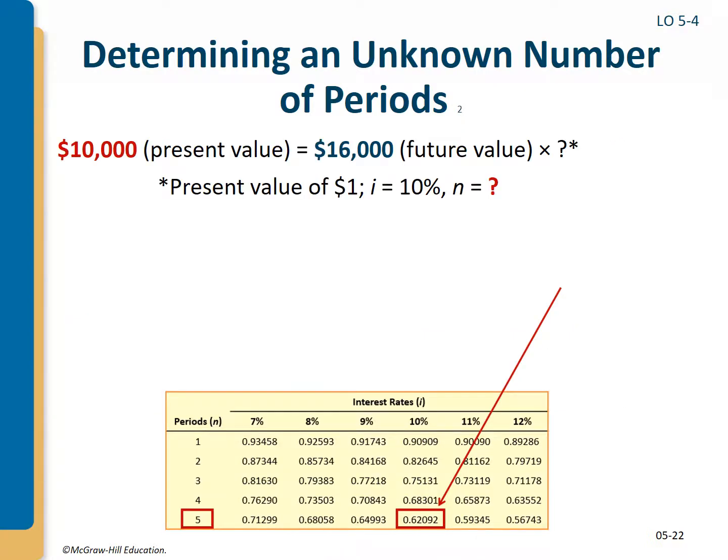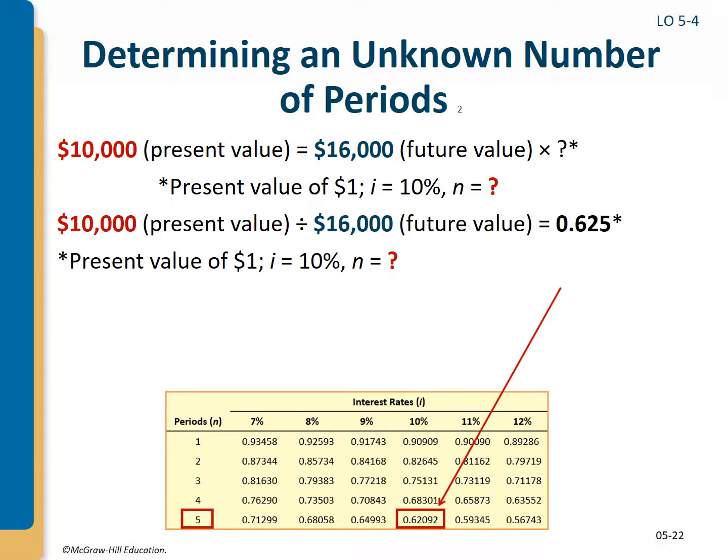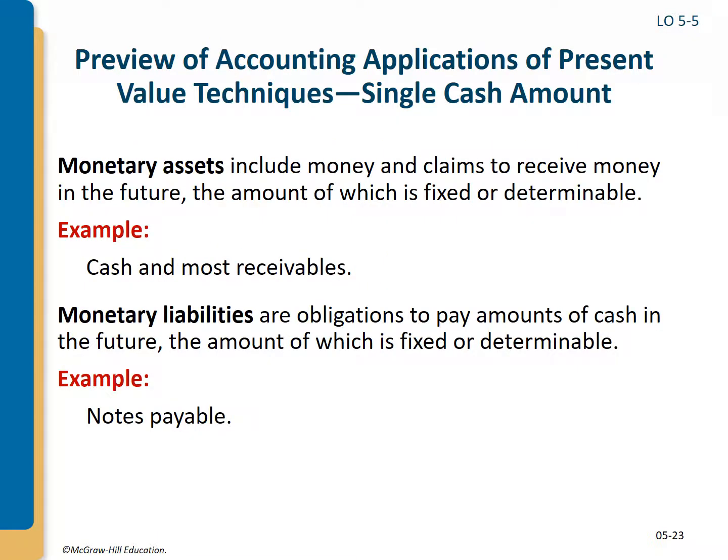So, again, if you use present value, 10,000 equals future value times your factor from the table. 10,000 divided by 16,000 gives us 0.625. We know the interest rate, 10%. So go to the 10% column on table 2, and go down until you come to a factor of around 0.625. And it looks like it's very close, a little bit off, but that's okay, just as long as you're close, to 5. So it will take 5 years approximately. So that's how we use it.